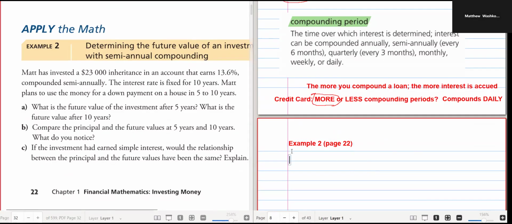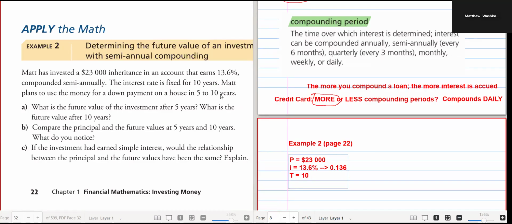Matt has invested a $23,000 inheritance, right? So the principal is $23,000 inheritance into an account that earns interest rate is 13.6%, which is the same thing as 0.136. Now the interest rate is fixed for 10 years. So what that means is the term of the loan is 10 years. Now, even though it says, well, he can use this in 5 or 10 years, he has the option for up to 10 years. So the term is 10 in this case.